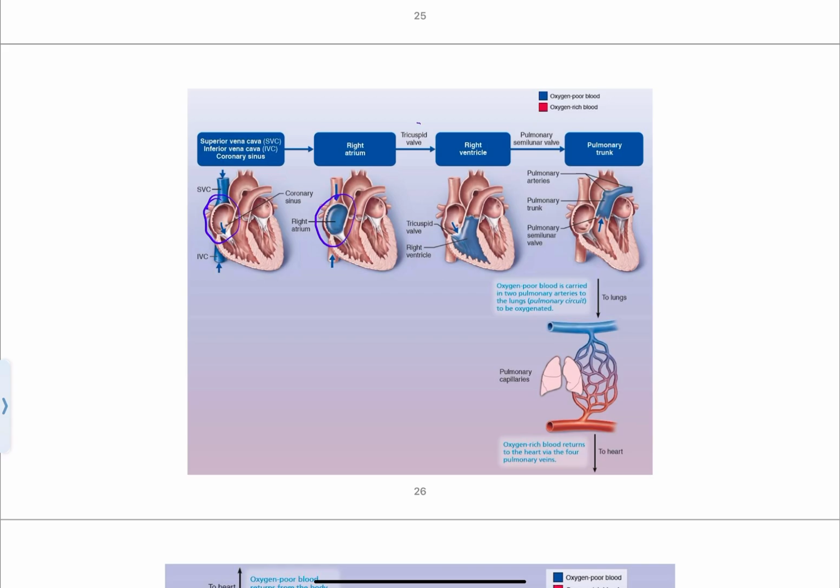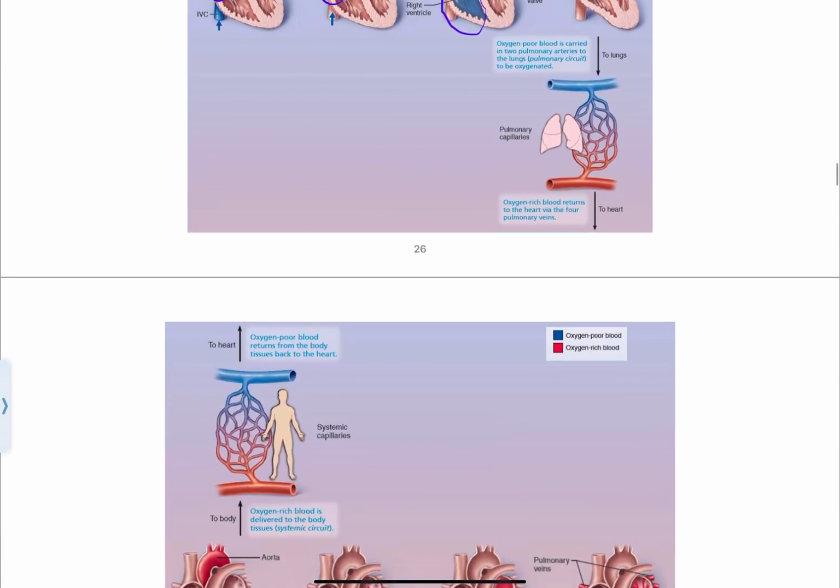Eventually our right atrium is going to contract and push the blood through the tricuspid valve into the right ventricle. Once our right ventricle contracts, it's going to push the blood through our semilunar valve, which is right here, into our pulmonary trunk. And again, this is oxygen poor blood because it's coming back from our body tissues. So it's entering the pulmonary trunk so that we can eventually transport it to our lungs where we can pick up more oxygen. So after it reaches our lungs, now we are carrying oxygen-rich blood.